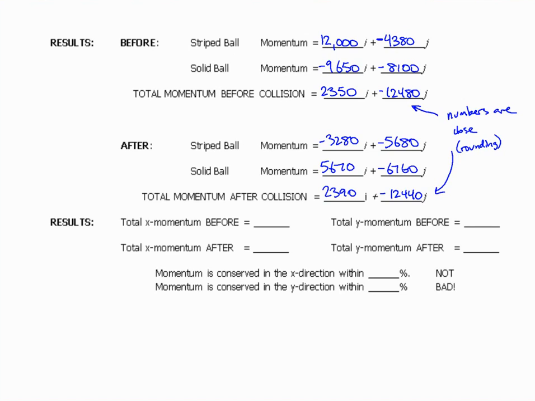The total X momentum before is 2,350, and the units are grams times centimeters per second. Afterwards, 2,390 with units. In the Y direction, 12,480 and 12,440.